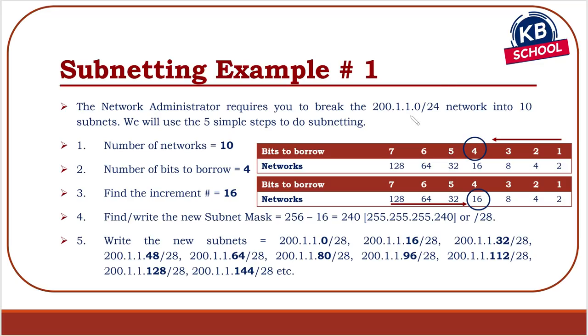Actually, that was the one that I was doing. 200.1.1.1 into what? 10 subnets. How do I do it? Simple steps. How many networks required? 10. That is my requirement over here.